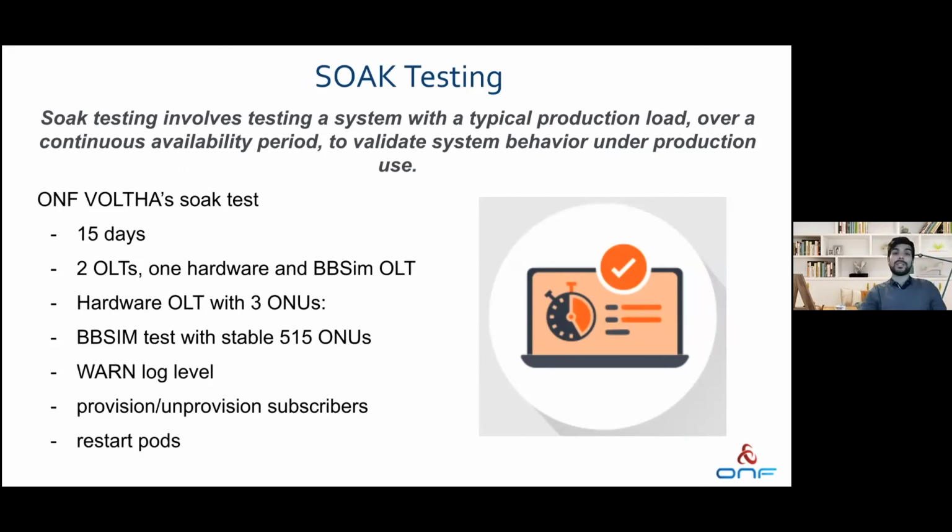So what did we do at ONF? We took VOLTHA, we deployed it on a cluster, and on that cluster, we also deployed BBSIM for simulation, and we connected a physical OLT with three ONUs to the same cluster. So that cluster was managing two OLTs, 512 ONUs on the simulated one, and three ONUs on the physical one.